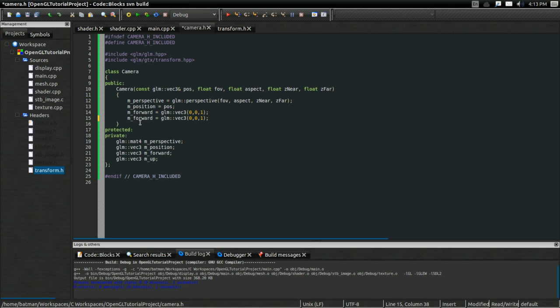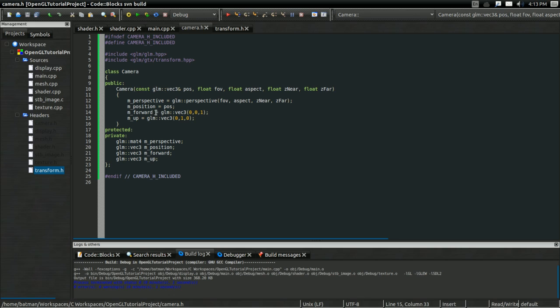And up, m_up, is going to be 0, 1, 0. 1 on the y-axis, so up is going to be the y-axis. And yeah, you can play around with this. For example, if you've played with some other 3D programs, and some of them say, hey, y isn't up, z is up. This is a pretty easy way to do that. Just set forward to the y-axis and up to be the z-axis, or something like that. And you can do that.